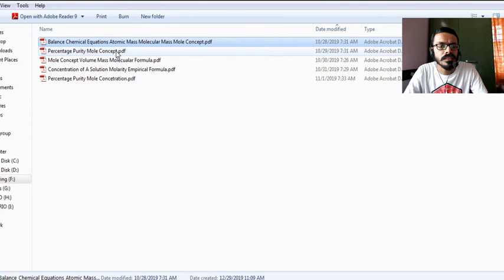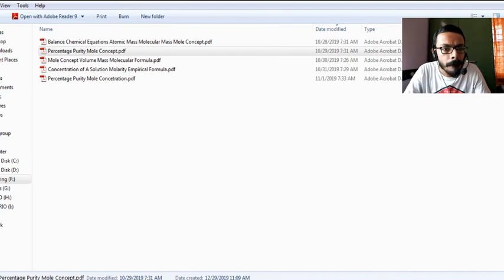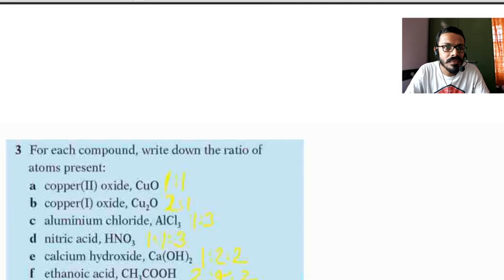Let's now look at percentage purity and mole concept. So percentage purity has loaded. One second, guys. Percentage purity has not loaded, it seems. I think too many whiteboards are open. Let me just close the old one. Aha, now it's come up. Okay, cool. So here's percentage purity.